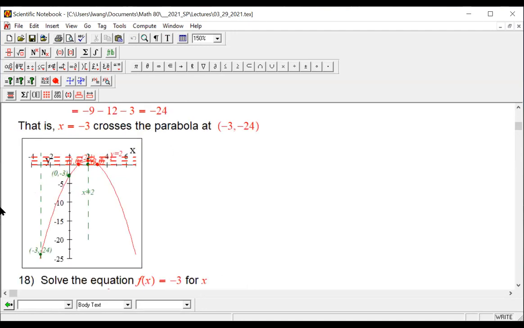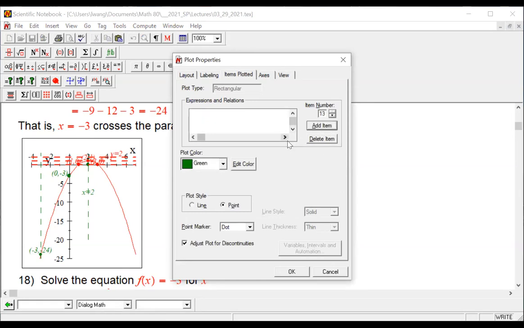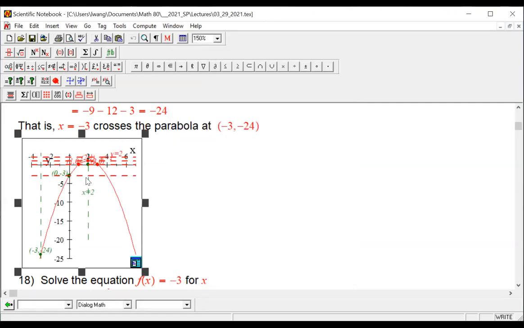And we know this is a horizontal line, y equals negative three. So we use that horizontal line to cut our parabola. Boom, it actually overlaps, one of the crossings is exactly the y-intercept. We just need to find another point.